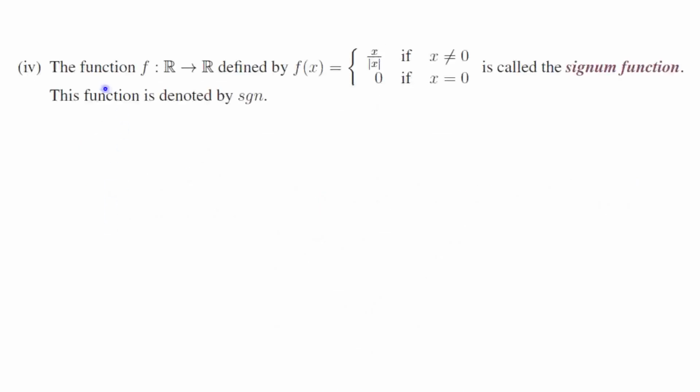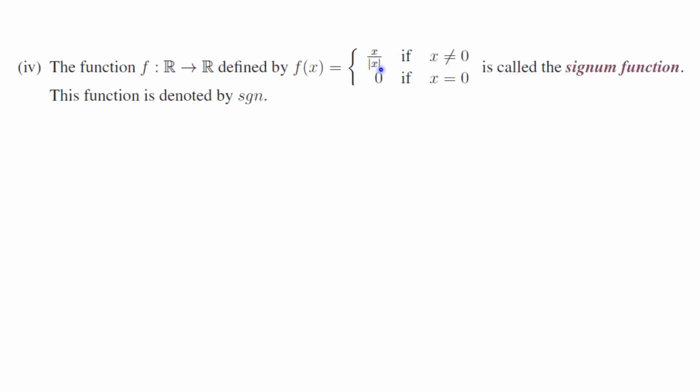Next we are going to see the signum function. The function f from R to R defined by f of x equal to x divided by modulus of x if x is not equal to 0. When the value of x is not 0, we can define the signum function as x divided by modulus of x.